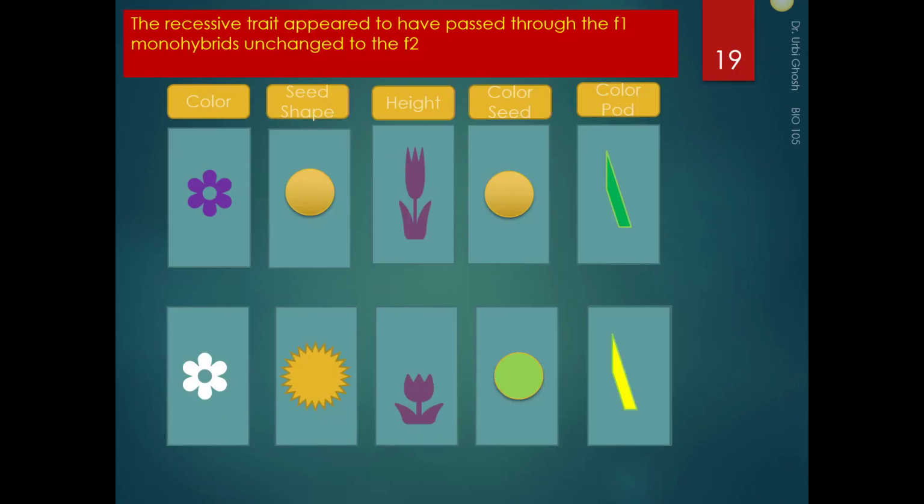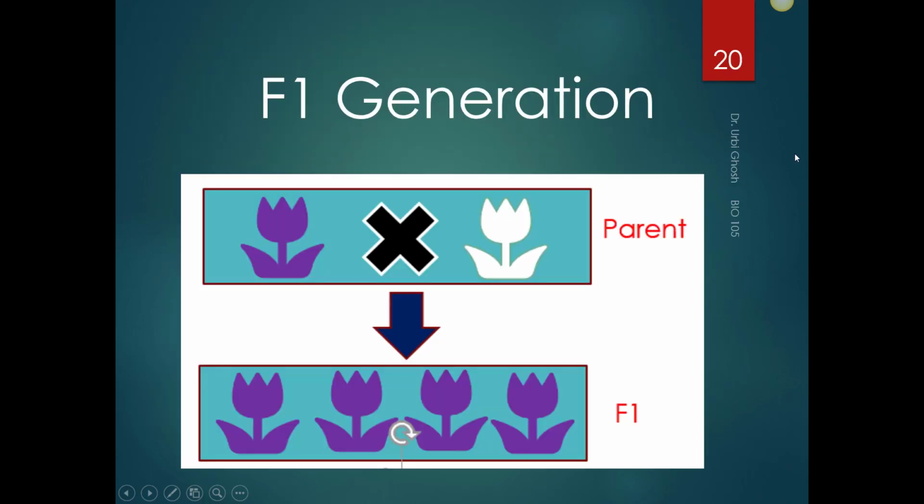So the recessive trait appeared to have passed through the F1 generation monohybrids unchanged and into the second, F2 generation. And this happened trait after trait, whether it be the color of the flower, the seed shape of the pea plants he studied, height, whether tall or short, seed color, whether yellow or green, or pod color, green versus yellow. So he was able to find this happening consistently over generations and over different traits.